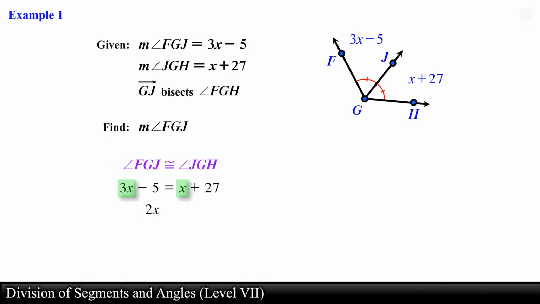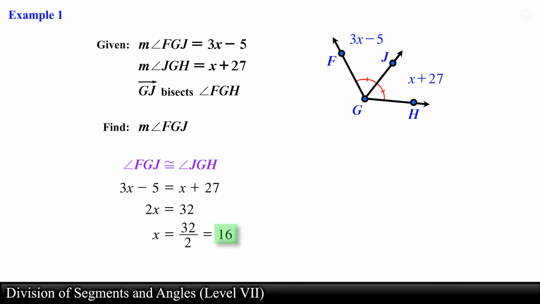So we first subtract x from both sides of the equation. We then add 5 to both sides of the equation. Finally, we divide both sides of the equation by 2 and simplify. Doing that, we obtain x equals 16.